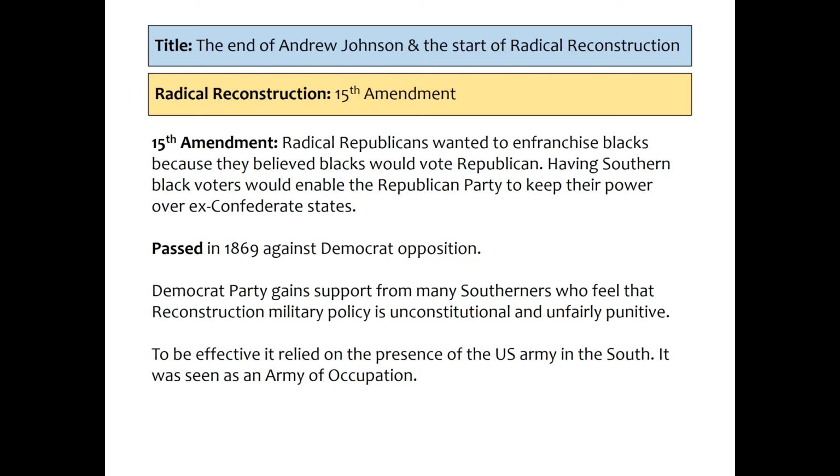So in order to bring about the 15th Amendment and to ensure that African Americans had the right to vote, it had to rely on the presence of the US Army. It was seen as an army of occupation because federal troops were deployed in these states to ensure that African Americans had the right to vote.